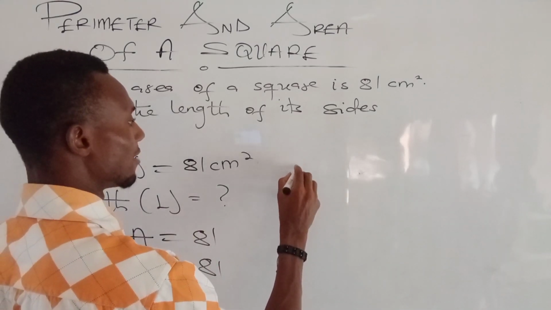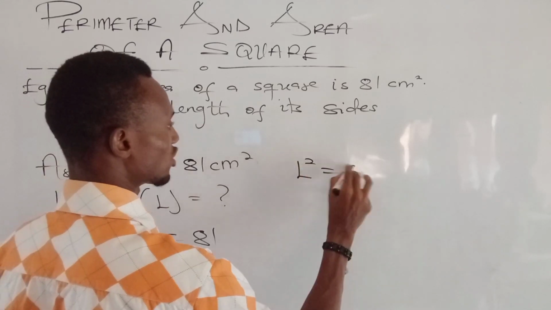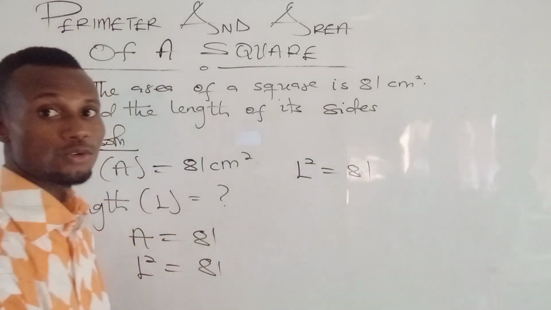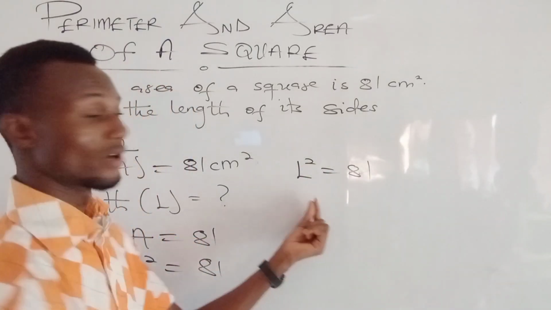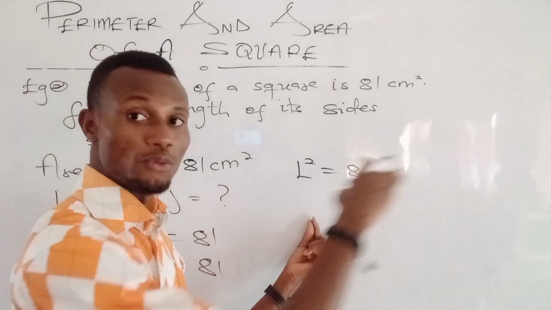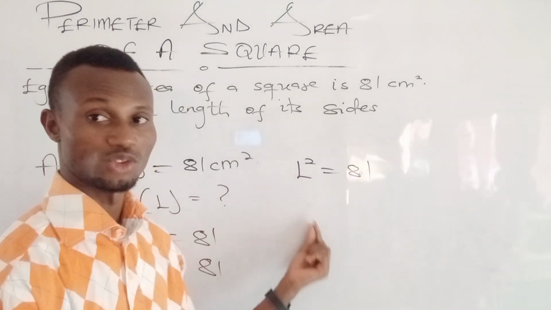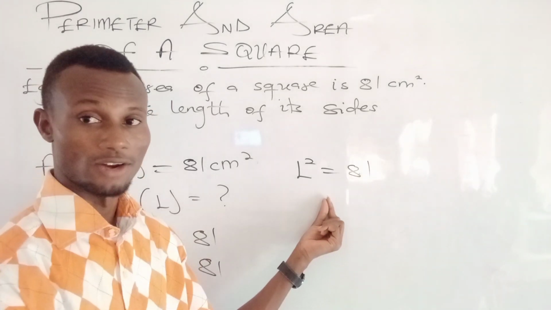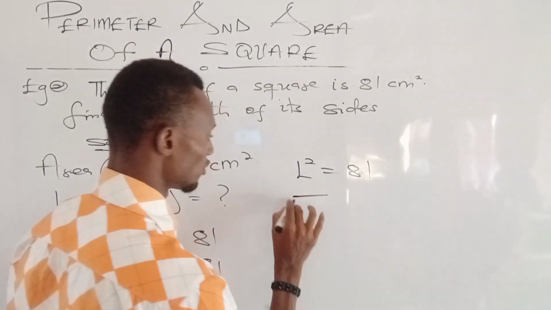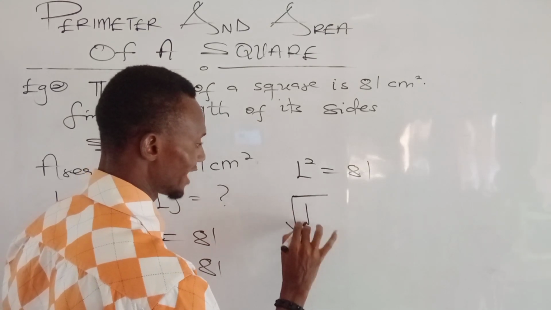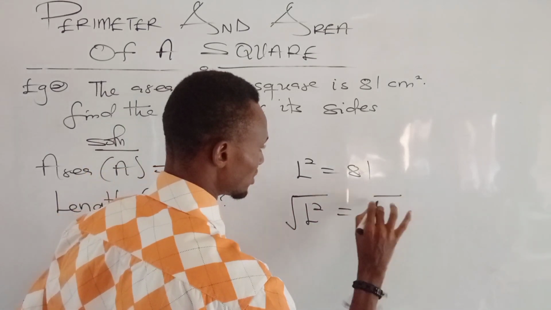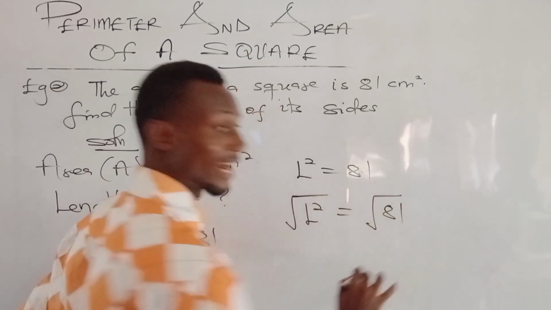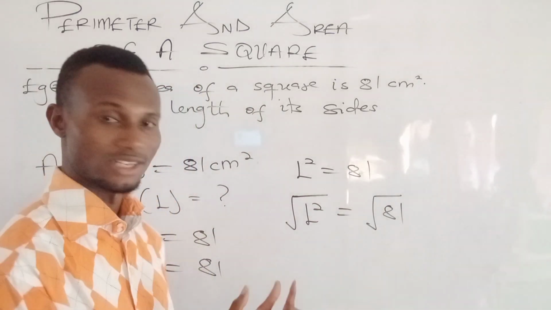So we have our L squared equals 81. For us to get the value of L, we need to take the square root of both sides. That is the way to go about it if you want to get the value of L. So I'll take the square root of L squared, equals, then I'll take the square root of 81 as well. I hope you are following, it's not difficult.